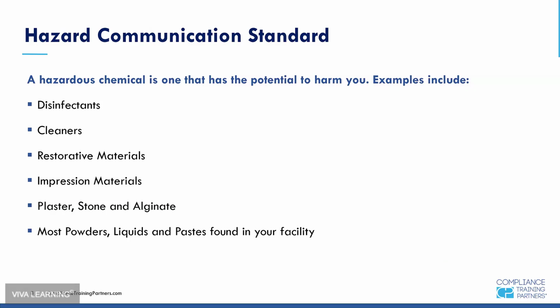So you might say, well, how do I know what's hazardous? Not as hard as you'd think, because almost everything in the office has some level of hazard, whether it's a cleaner, a disinfectant, our bonding agents, our restorative materials. Even plaster, stone, and alginate all pose respiratory hazards. So you would find them on OSHA's hazard communication list.